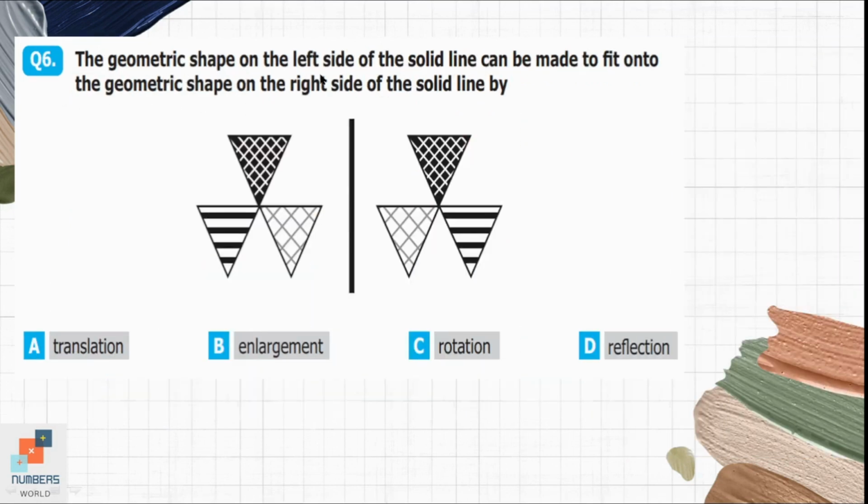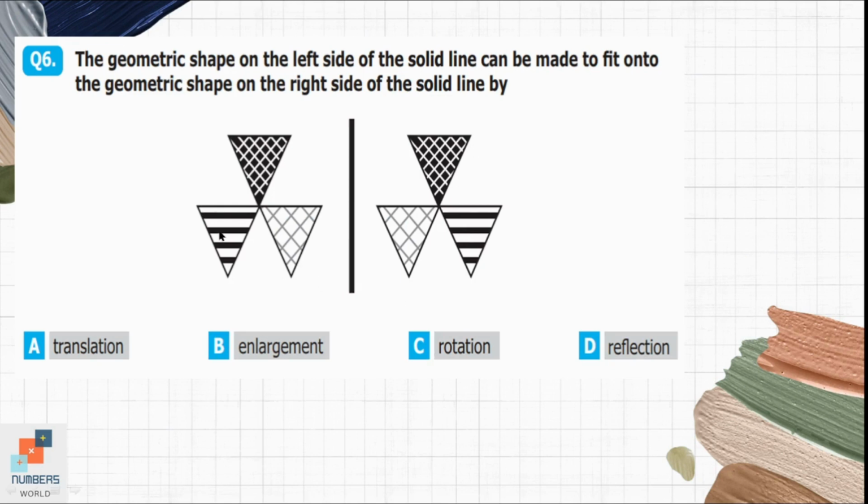Question number 6. A geometric shape on the left side of the solid line can be made to fit onto the geometric shape on the right side of the solid line by. Option A is translation. That is not correct over here because translation is the movement of the same shape from one place to another or from one point to another point. Option B is enlargement. Both the shapes are of the same size. There is no difference between the sizes of the shape. So that's why option B is not right here.